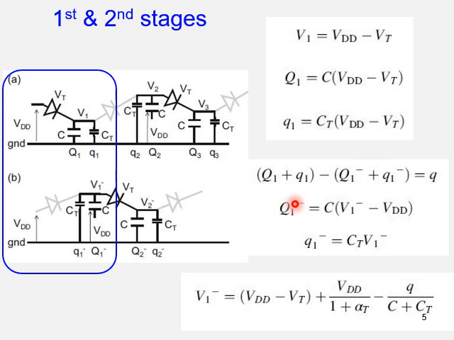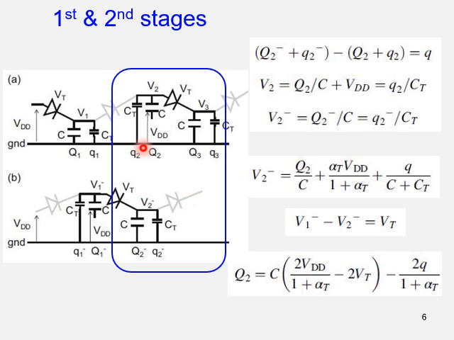This Q1 minus is given by this because the top plate voltage is V1 minus and the bottom plate is now VDD. Small q1 minus is now expressed by this equation. And when you use these equations, then you get this equation. You can show V1 minus with given parameters like this. This kind of method can be done for the other stages.